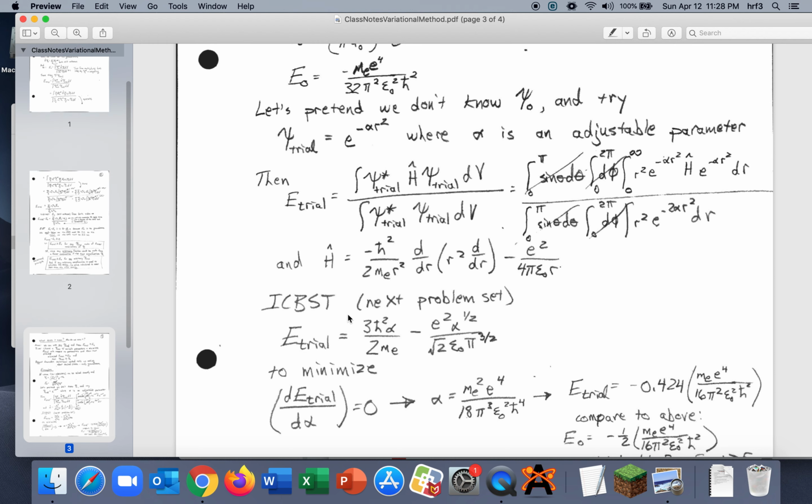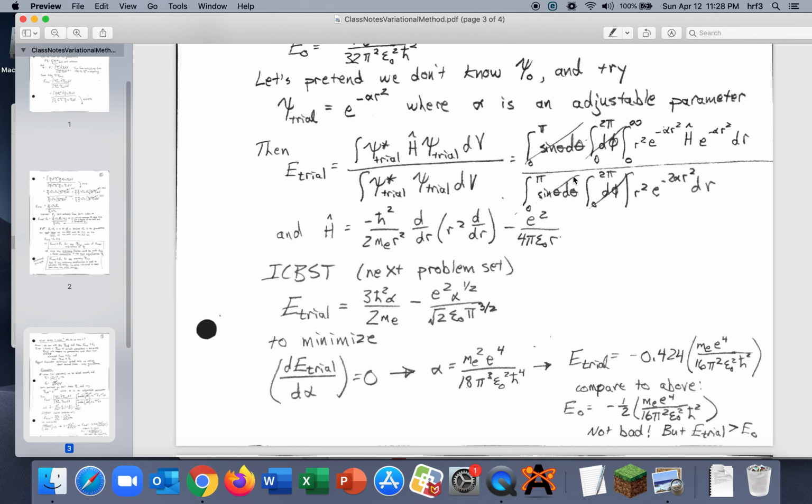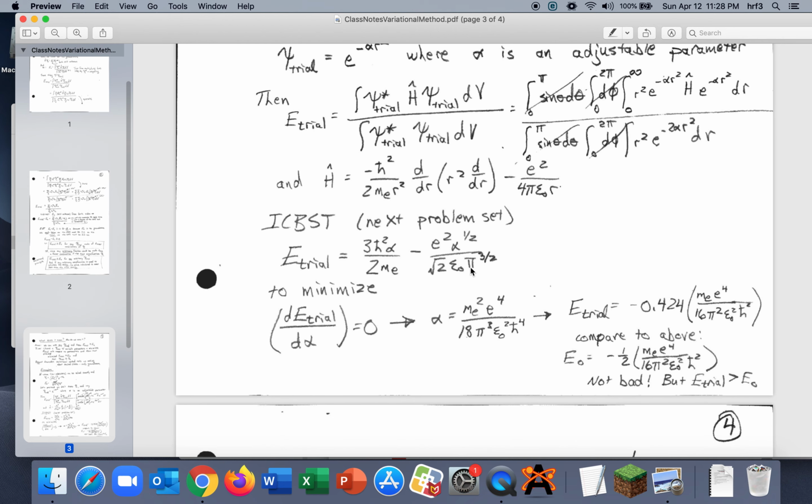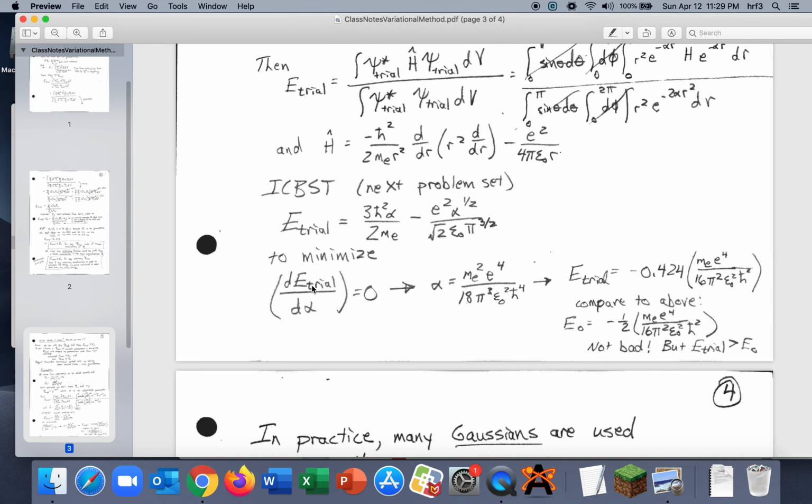And then it can be shown that, and you'll do this in your next problem set, go ahead, plop the Hamiltonian in there, do the operator. The angular parts all cancel because there's no angular dependence in the trial function. You get E trial coming out. To minimize any function, you can take the first derivative, set it equal to 0, and solve for the root, and this is what you get for the alpha. Plop it into here, and you get E trial is equal to negative 0.424 times this collection of constants.